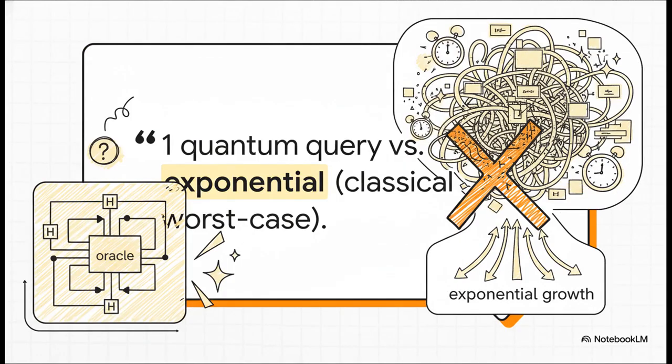We've figured out the global property of the entire function with a single call to the oracle, a single query. Compare that to the classical method that could take longer than the lifetime of the universe. This is a perfect textbook demonstration of quantum advantage.